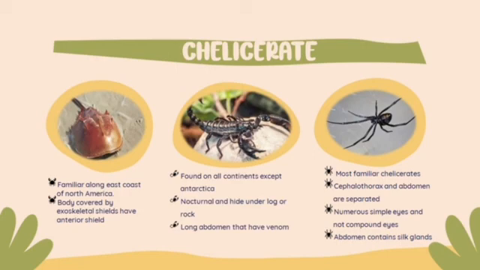The last one is the spider. The spider is the most familiar chelicerate. It has a narrow waist that separates the cephalothorax from the abdomen. Spiders do not have compound eyes.